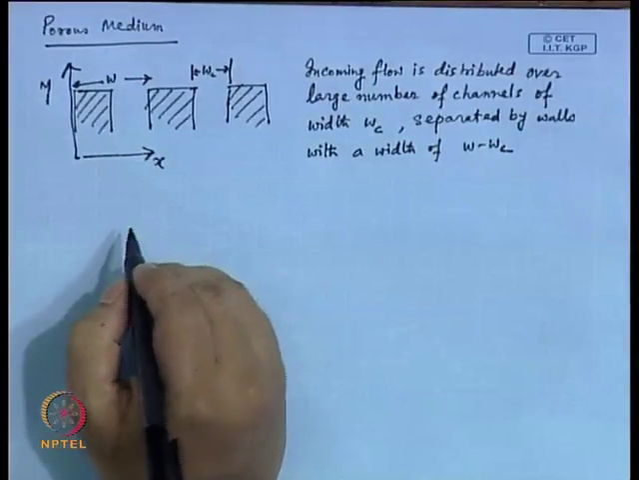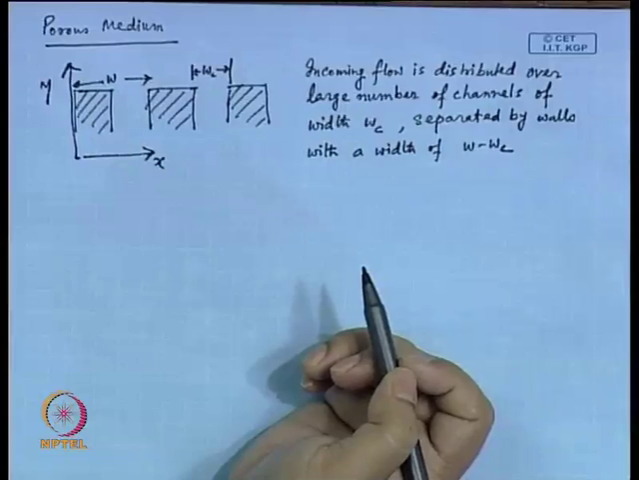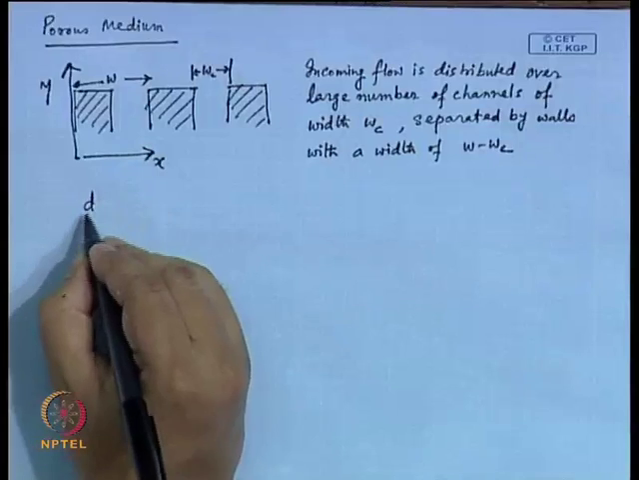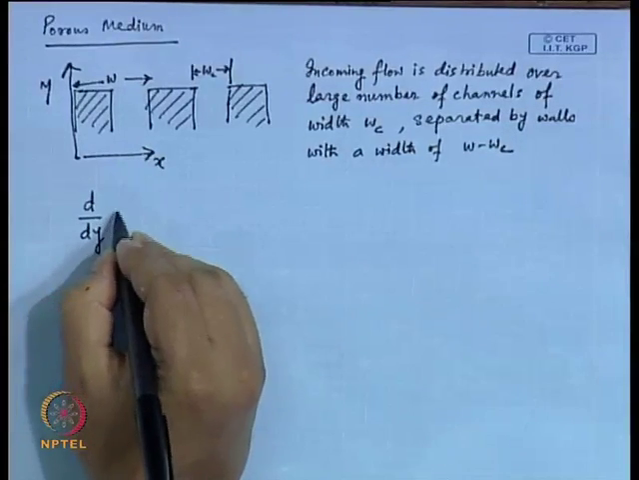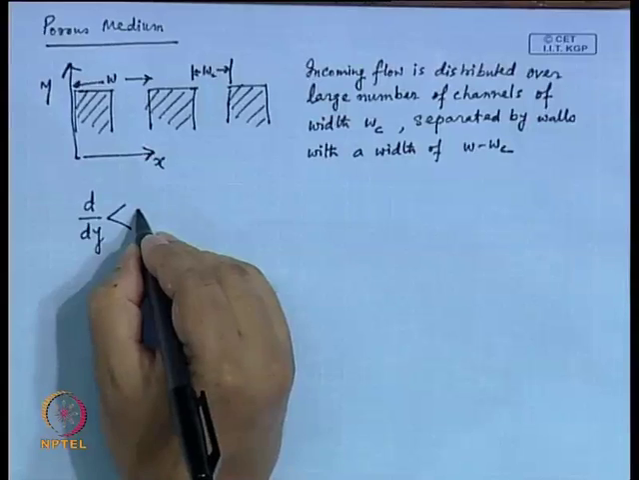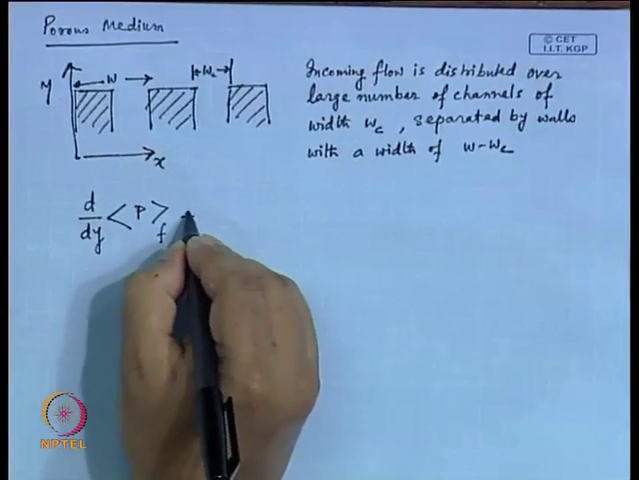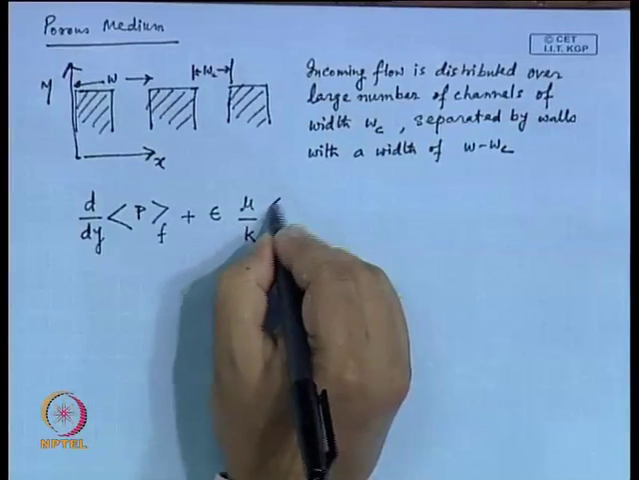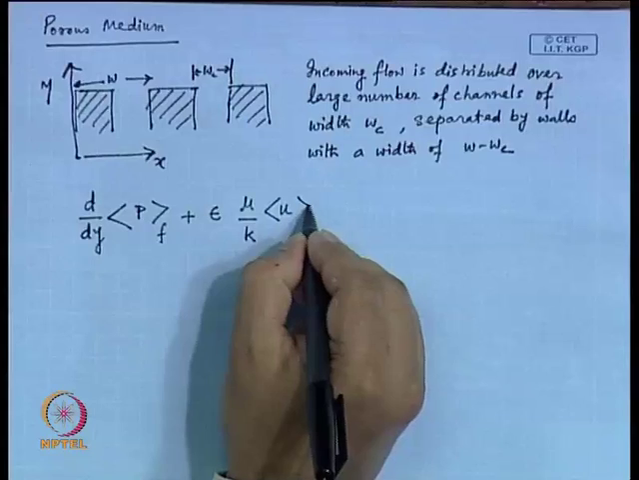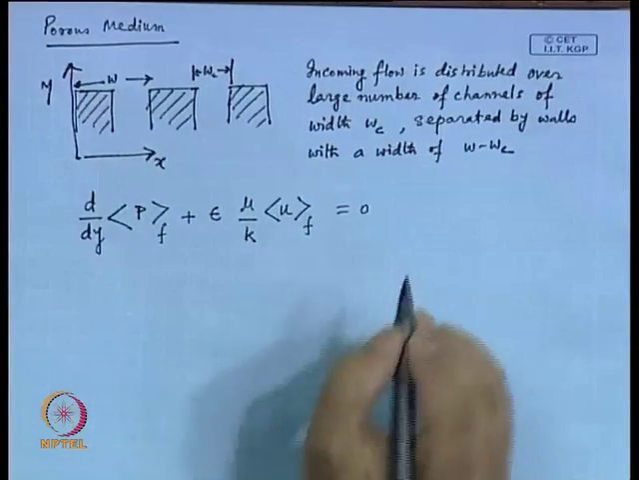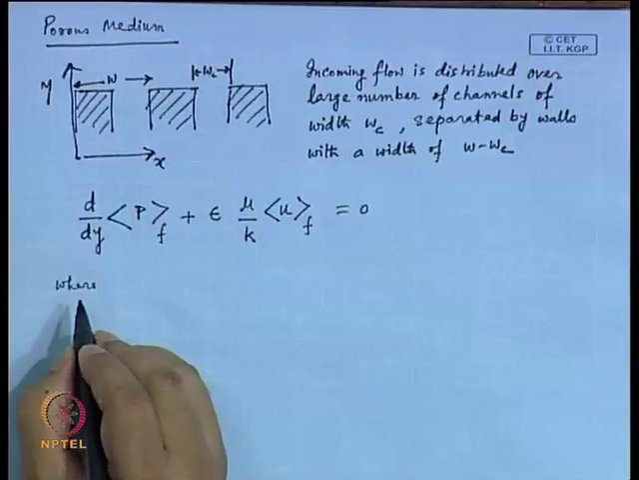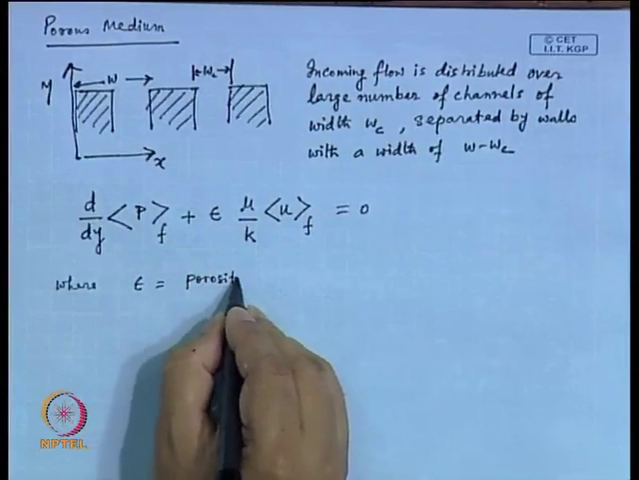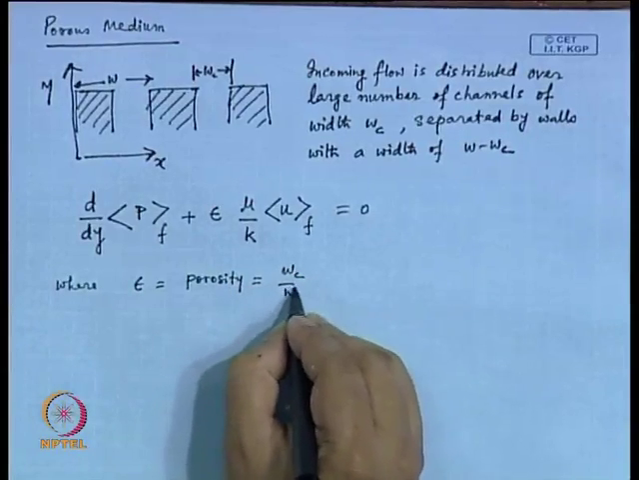Now, I think you are familiar with a theory called Darcy's law. If we apply that, it would appear like this: d/dy of (P_f plus epsilon mu divided by k u_f) is equal to 0, where epsilon is equal to the so-called porosity, which is W c by W.